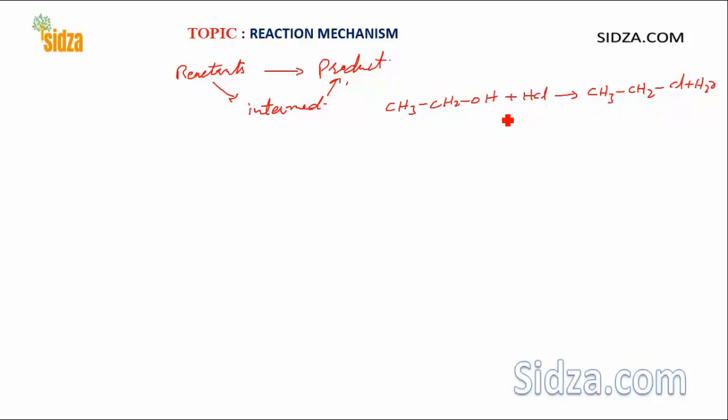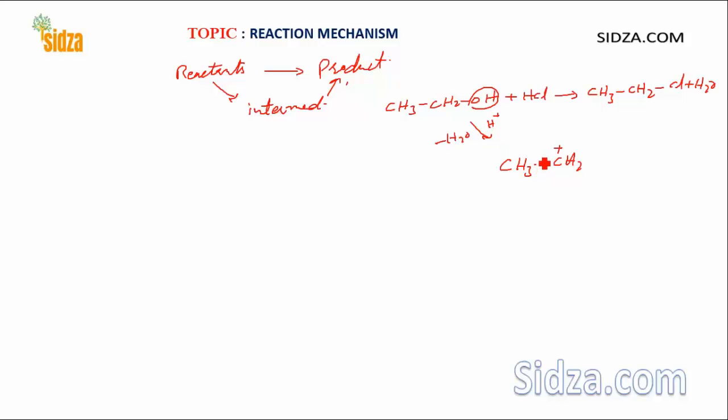Rather, the reaction occurs in a number of steps. What happens first? In the acidic medium, the hydroxide group is lost as water, this OH group. And you get CH3CH2 positive. This is an intermediate, a carbon with a positive charge, which is called a reaction intermediate. So this is a carbocation, and this is the first step that happens in this reaction.